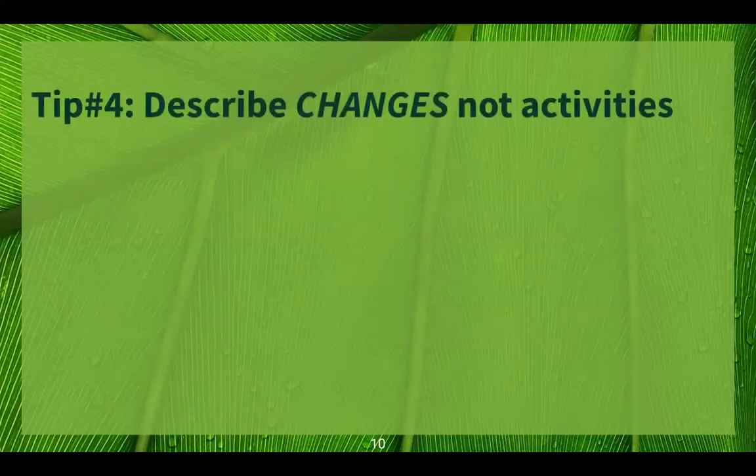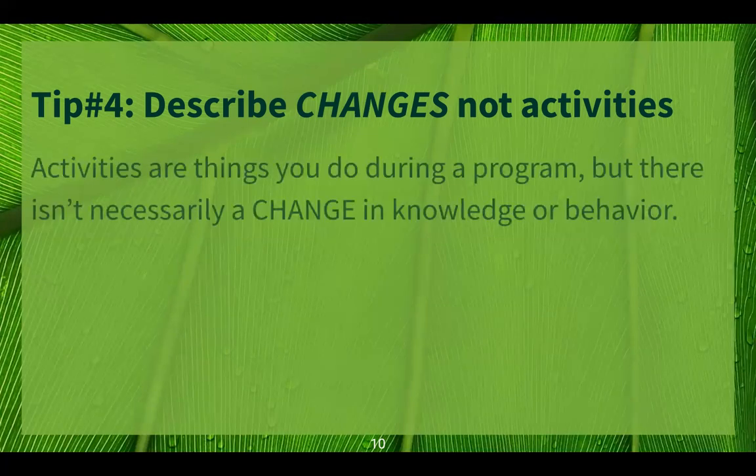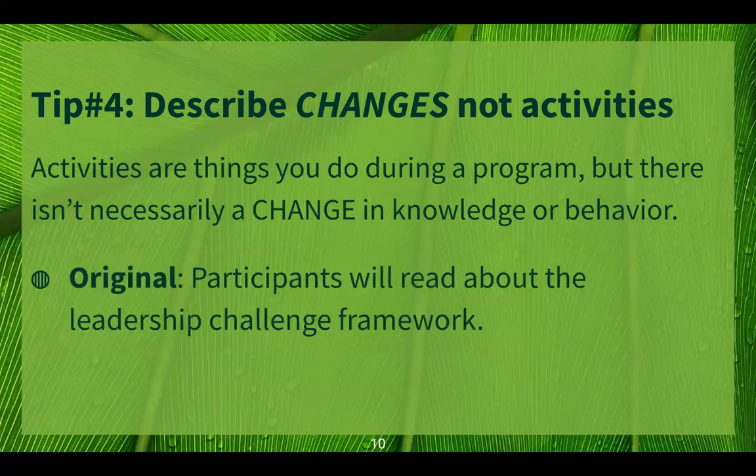Last but not least, tip number 4, describe changes, not activities. This is probably the most common pitfall when people first start writing outcome statements. Activities are things you do during a program, but there isn't necessarily a change in knowledge or behavior associated with it. For example, participants will read about the Leadership Challenge framework.